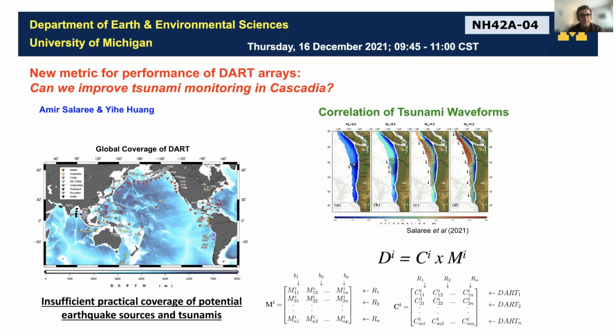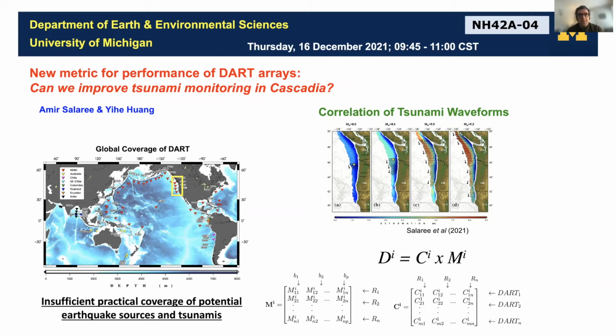In this year's AGU, I'm going to be presenting an eLightning talk on a new metric for the performance of DART arrays and potential future improvements to the DART network in Cascadia. DARTs are ocean bottom pressure sensors that are typically used to monitor the propagation of tsunamis. They are often installed along or near active subduction zones. As you can see in this figure, their coverage is not ideal. This is sparse because DARTs are expensive and difficult to deploy and maintain.